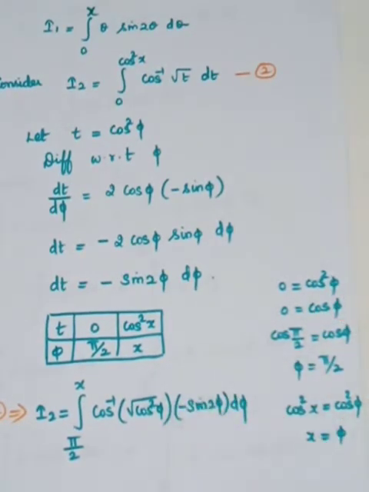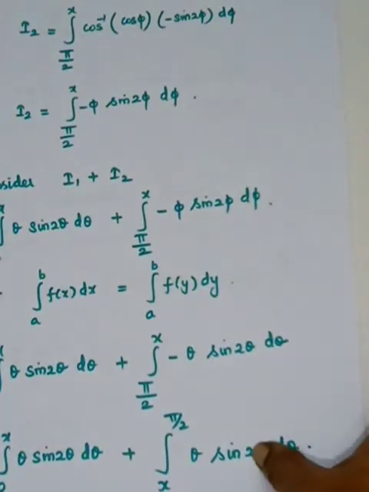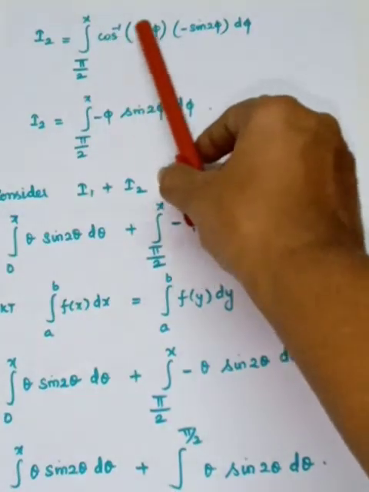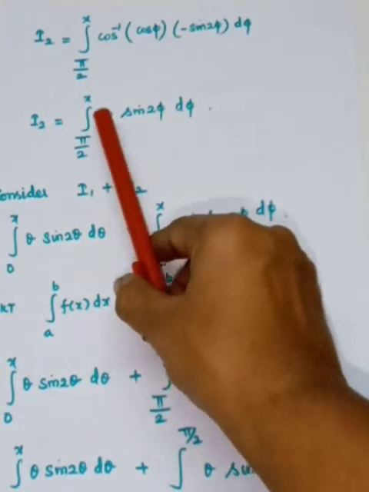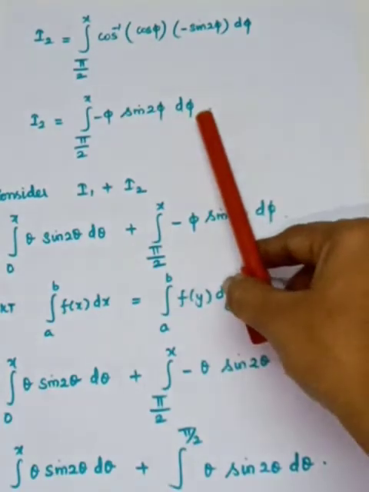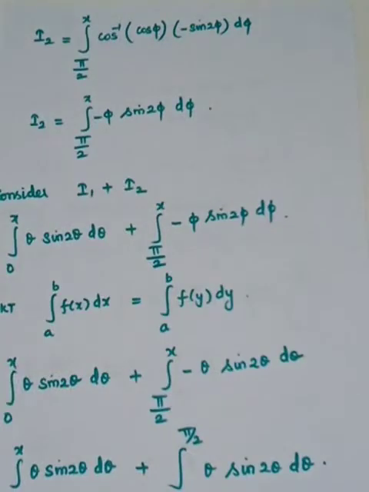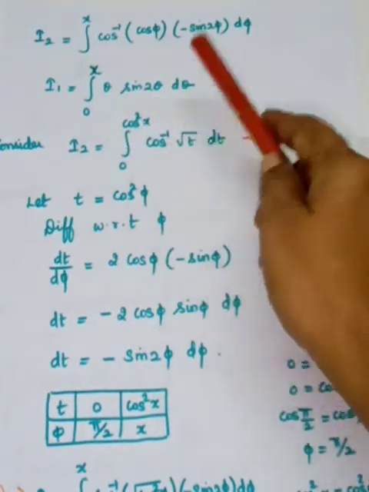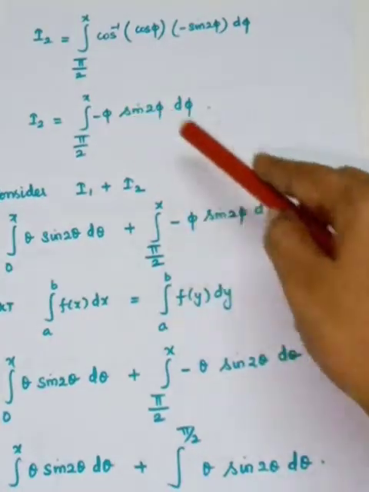So here you are having minus. So the next term I2 can be written as the integral from pi by 2 to x of cos inverse of cos phi into minus sin 2 phi into d phi. So when you calculate this, the answer is phi, and the minus is written in front. So minus phi sin 2 phi into d phi. So what is your question? We have to add these two integrals. What is the I1 value? I1 is nothing but the integral from 0 to x of theta sin theta d theta, plus this is your I2.